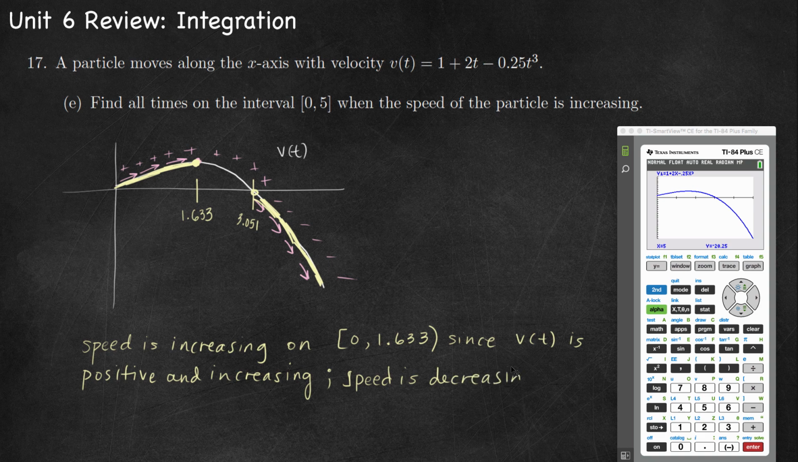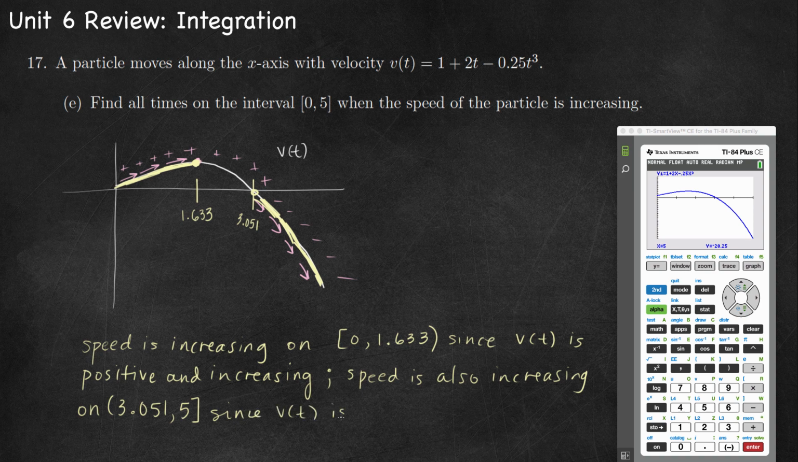Speed is also increasing on the interval from 3.051 to 5, since v of t is negative and decreasing. When v is decreasing, that means the acceleration is negative.